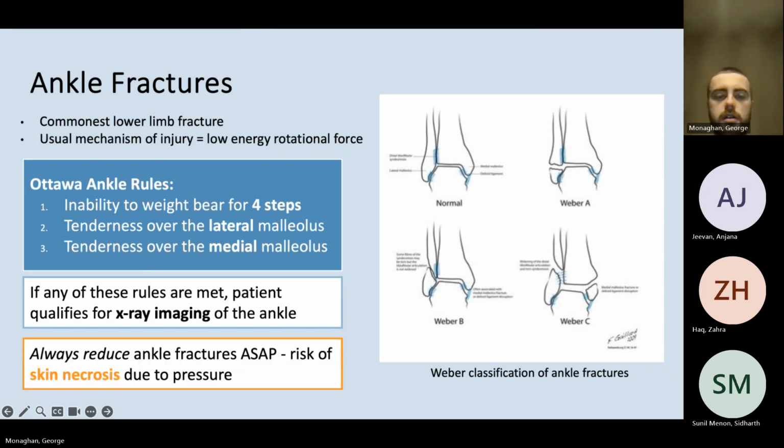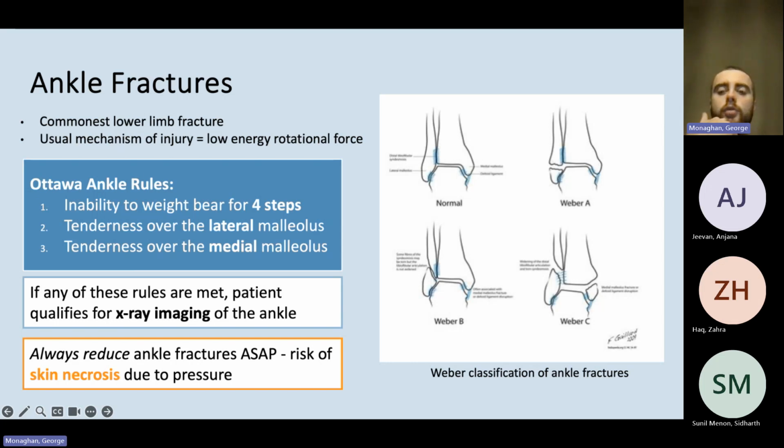Again, it's just saying here that you want to reduce the fractures as soon as possible to keep the neurovascular supply intact to the lower foot. And when I talked about the different classes, I'll tell you about the management as well. For Weber A, you want to either put them in a boot or in a below the knee plaster cast.